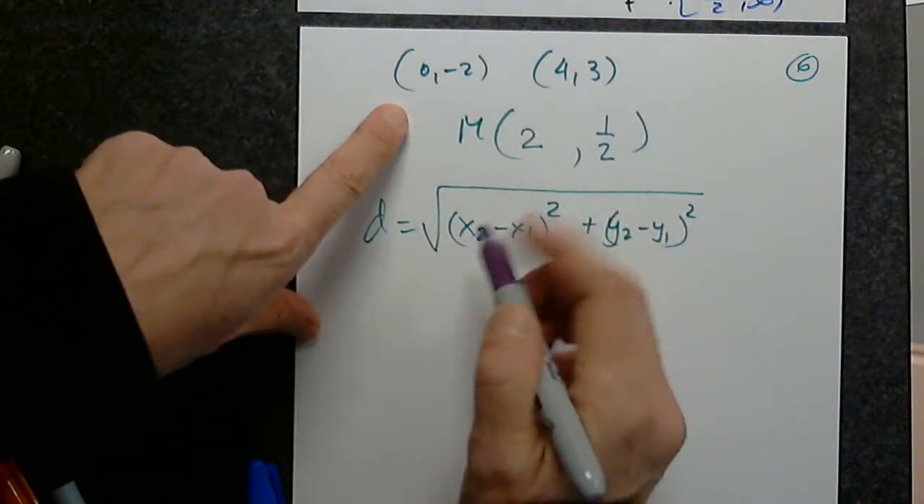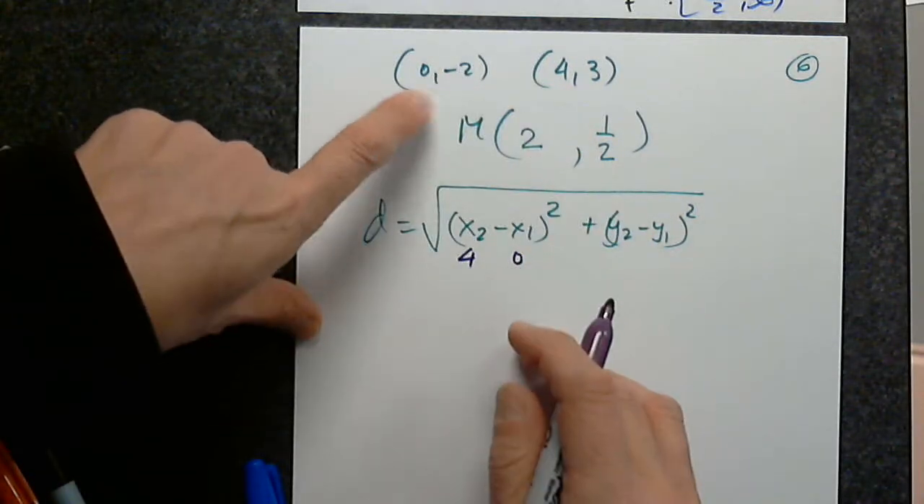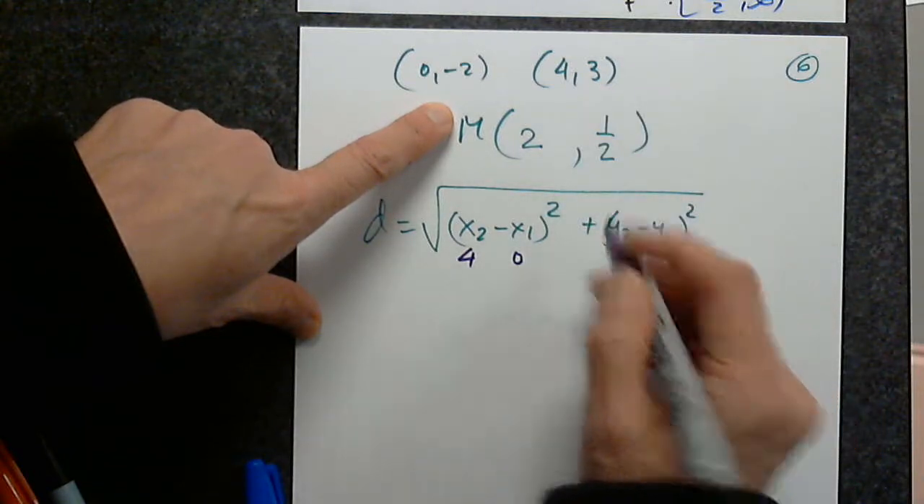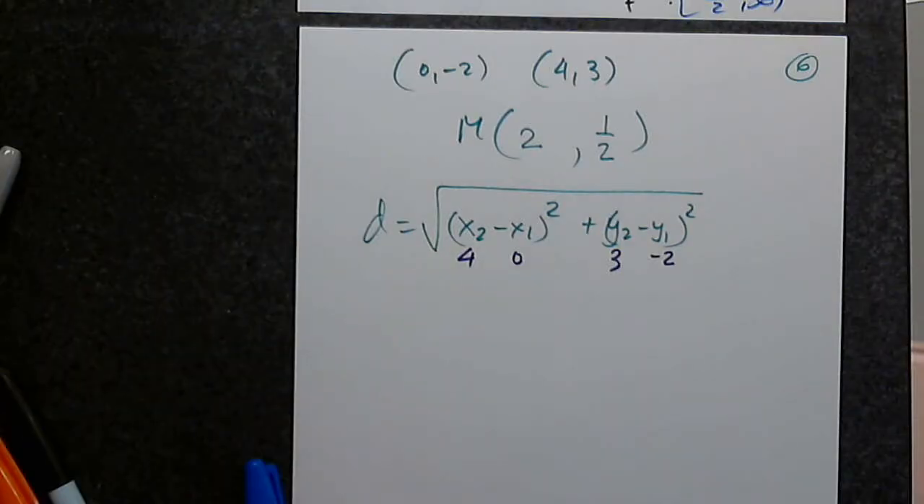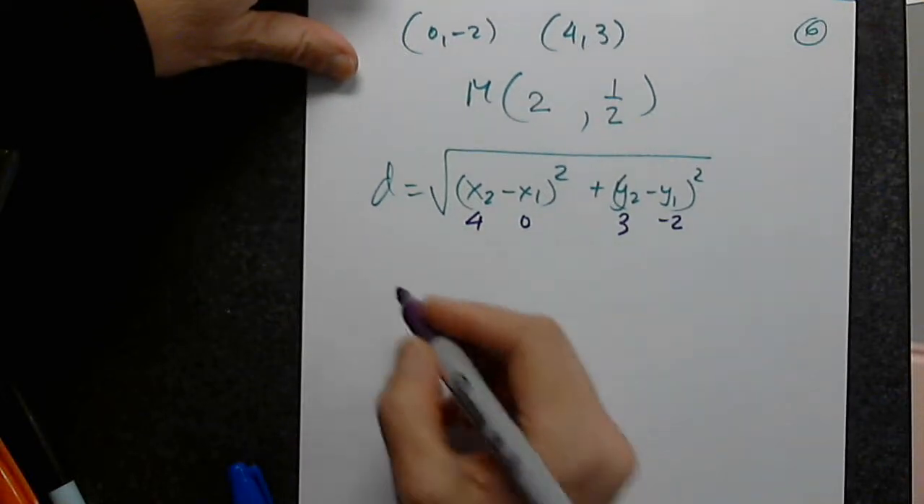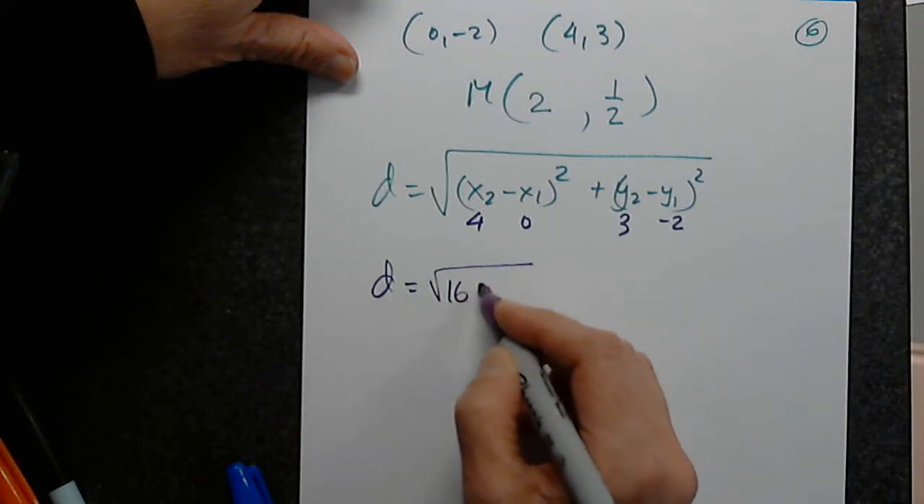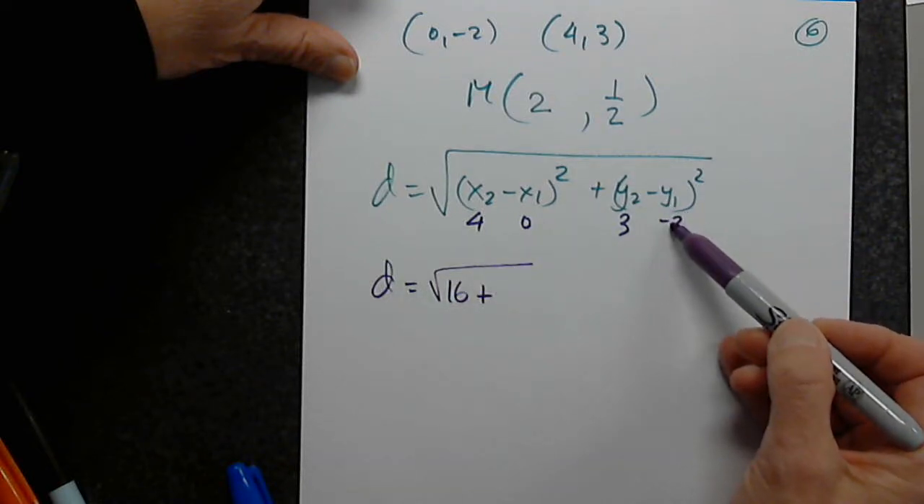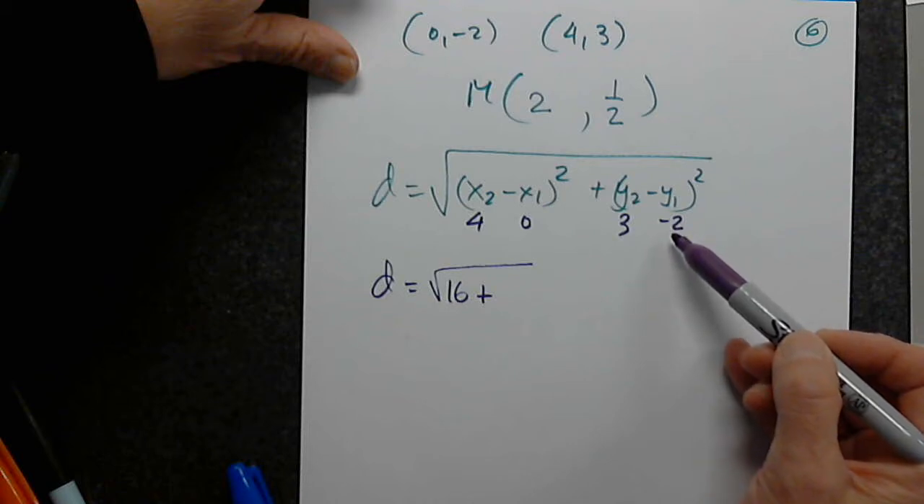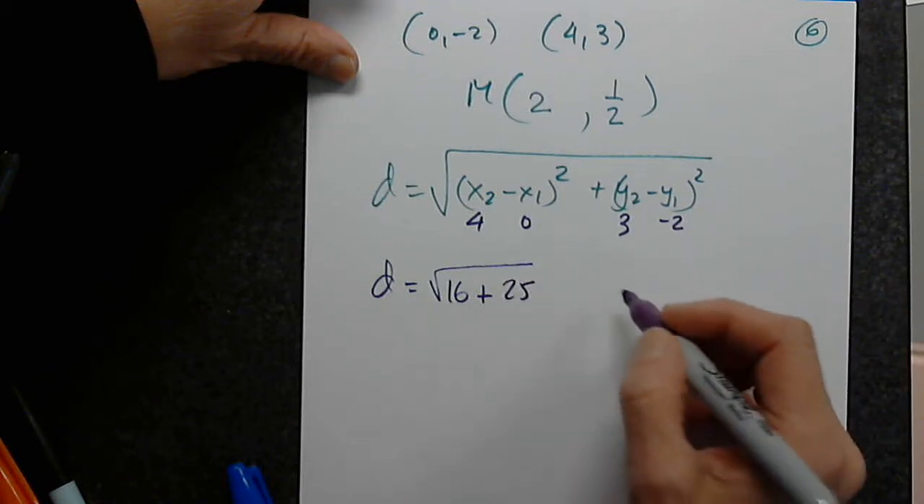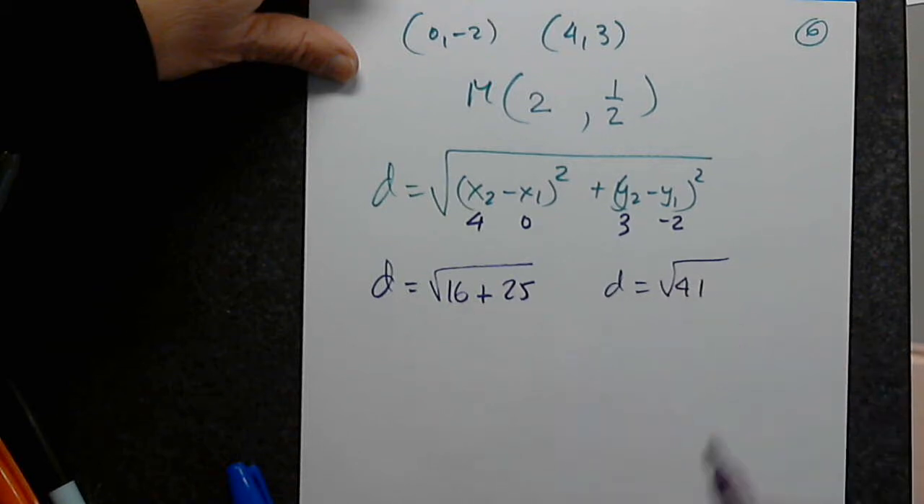I recommend writing the x's and y's underneath if you want to use that method. So I have x2, which is 4, x1, which is 0, y2, which is 3, and y1, which is -2. I avoid nested parentheses that way, and I think it's easier to see, but use your own method. So 4 minus 0 is clear, 4 squared is 16. 3 minus -2 is 5, and 5 squared is 25. So the distance is the square root of 41.